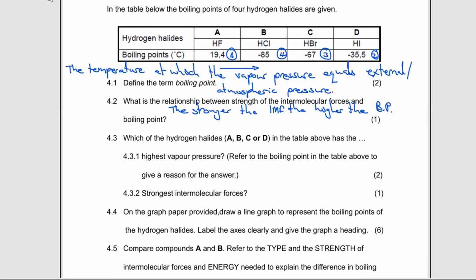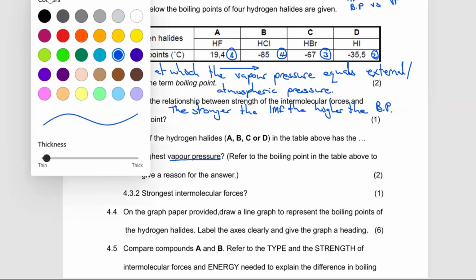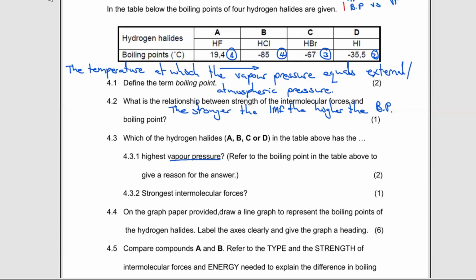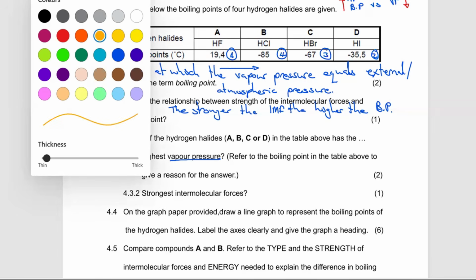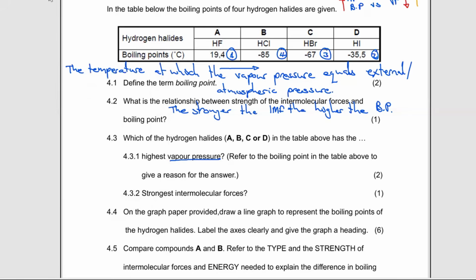So here, they're asking which of the hydrogen halides A, B, C, or D in the table above has the highest vapor pressure. This is how it works. I'm going to write MP for melting point, BP for boiling point, versus VP for vapor pressure. Whenever the melting point and the boiling point are high, vapor pressure is going to be low. That's the relationship. Also, if the vapor pressure is high, the boiling point and melting point are going to be less, all right?